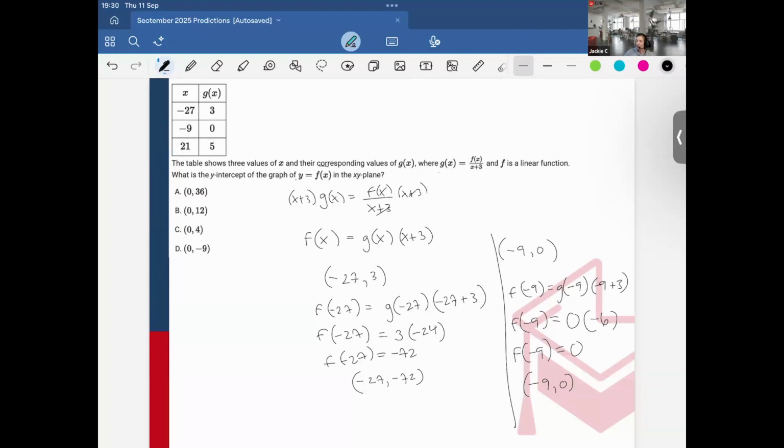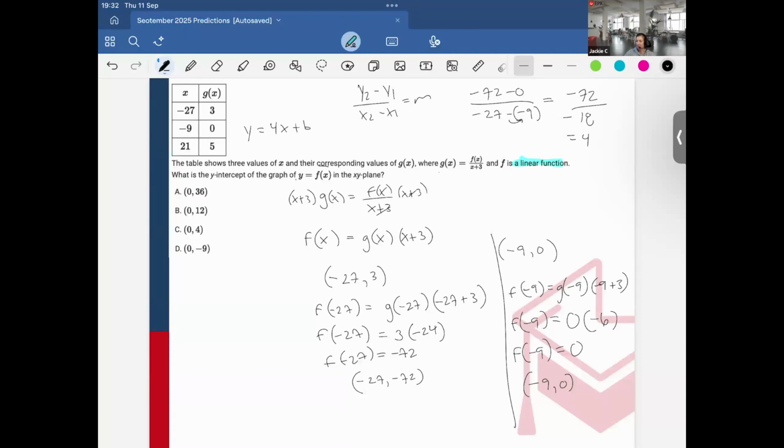Since I know it's a linear function, what we would want to do is use the slope formula. So I could just use y2 minus y1 over x2 minus x1 equals the slope. We would do negative 72 minus 0 over negative 27 minus negative 9. Then that would become negative 72 over, careful here, it becomes positive, so it's negative 27 plus 9, which is over negative 18. And 72 divided by 18 is equal to 4. So I know the slope of this line is 4, and y equals mx plus b, so it'll be 4x plus b.